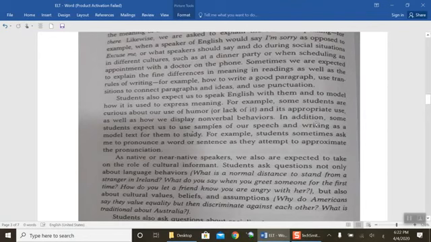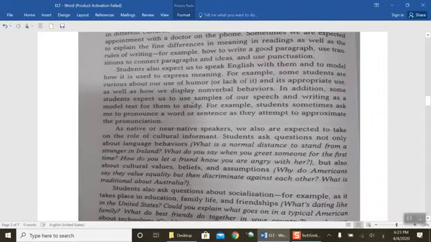In addition, some students expect us to use samples of our speech and writing as a model text for them to study. For example, students sometimes ask me to pronounce a word. Sometimes a student comes and says, teacher, pronounce this word for me, because students look at the teacher as a model. You will become teachers, God willing, and students look at you as a model, like a native speaker.